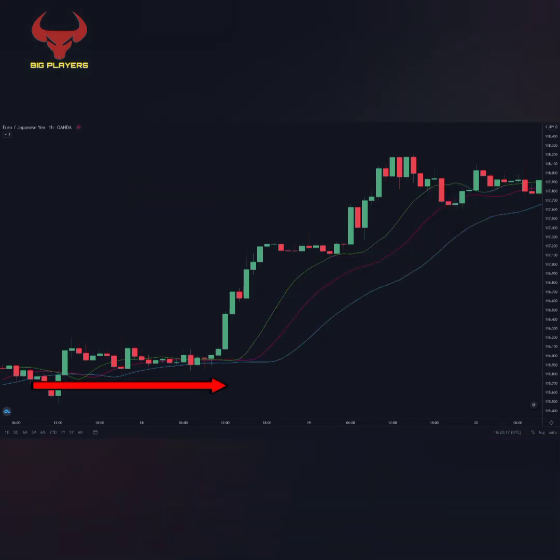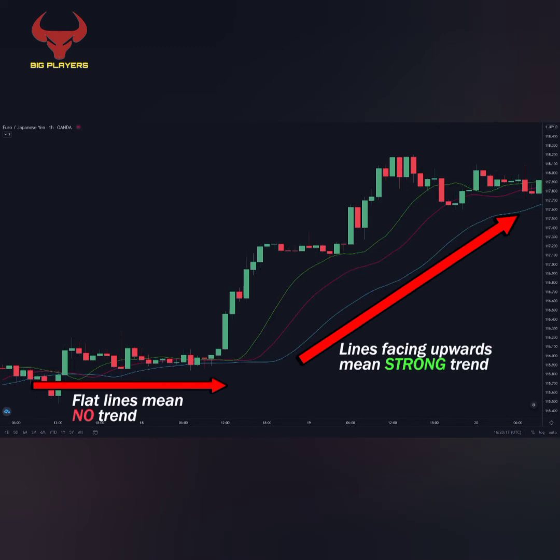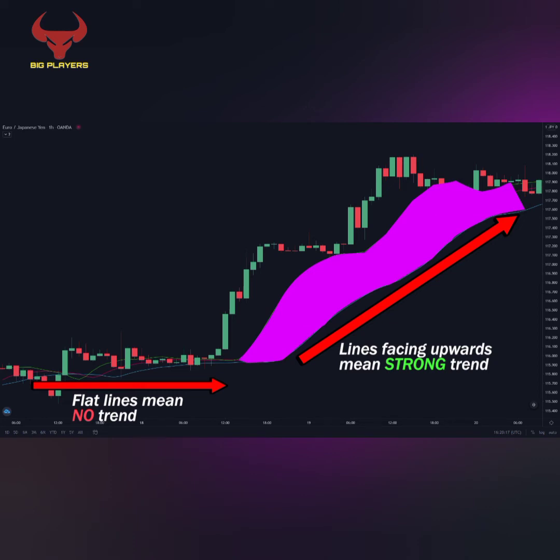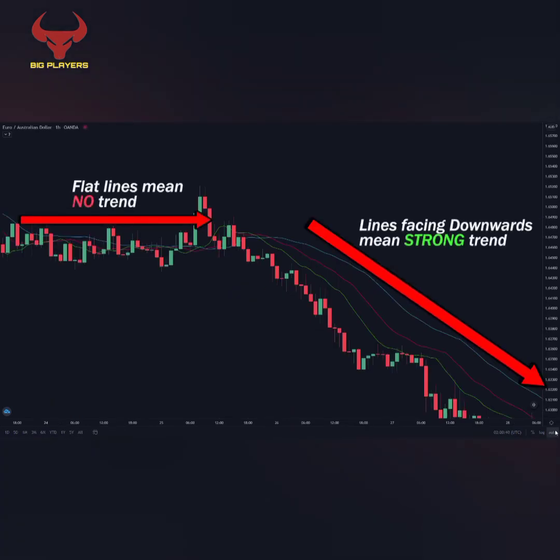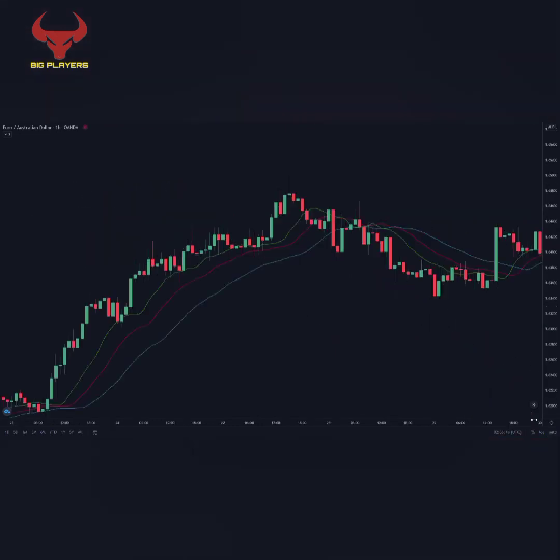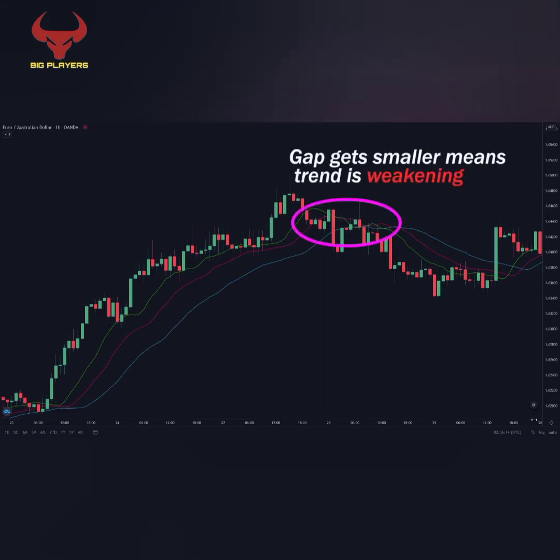Usually, the direction of the lines also determines how strong the trend is. If the lines are spread apart and heading significantly upwards, it means the price is in a strong uptrend. And when the lines are facing in a significant downwards direction, it means it's in a strong downtrend. The alligator can also indicate if a trend is weakening. As the trend comes to an end, the lines will come closer together, indicating that you should be prepared to close your position.